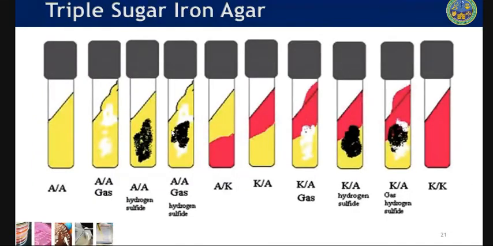So these are examples, diagrammatic representations of your TSIA reactions. So you have A over A. If there is a crack or bubble inside your TSIA after the incubation period, that indicates production of gas. So in TSIA or in KIA, you could also observe production of gas. Cracks and spaces in the agar indicate gas production. So in the slide, actually, there is one that's wrong.